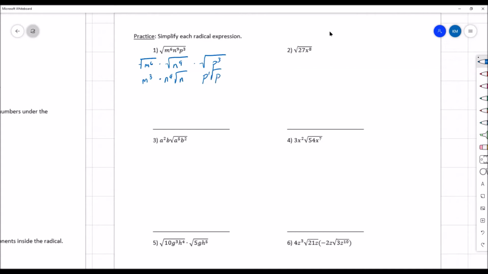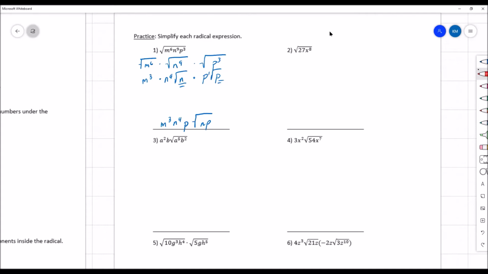Okay, and so now we have our multiplication problem, our rules, outside times outside, so I'll have m to the 3rd, n to the 4th, p, and then inside times inside. That's radical n times radical p. Okay, so that's basically it.